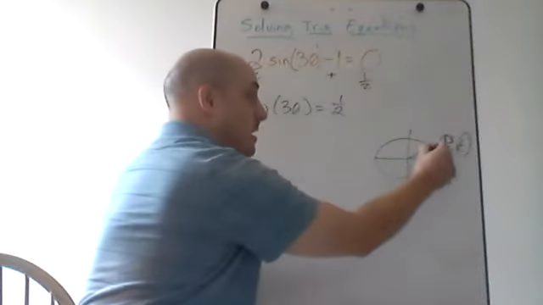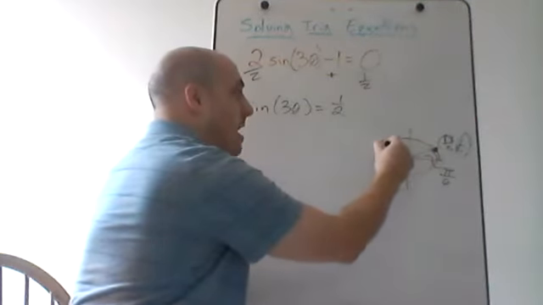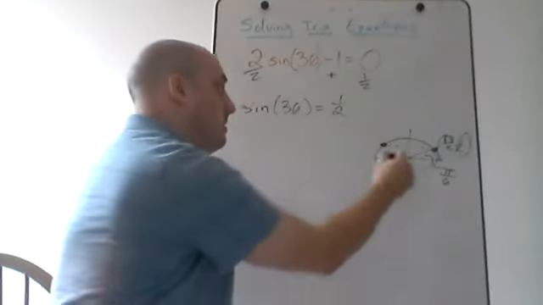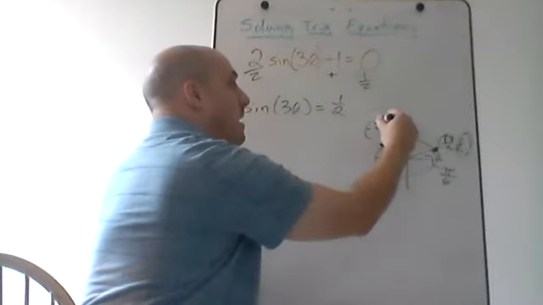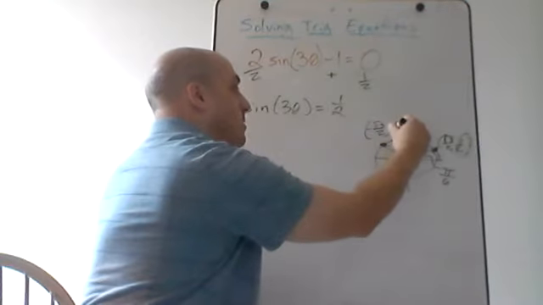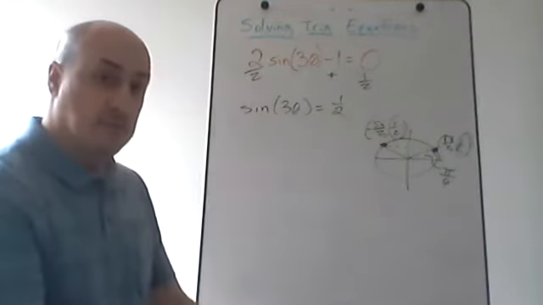And then for the other solution, I take that y equals 1/2 and reflect it over into the second quadrant, because that point over there is going to have an x-coordinate of negative root 3 over 2, but the y is still positive 1/2.